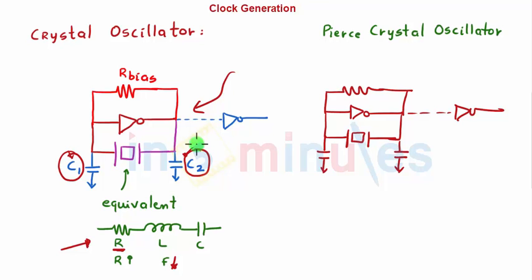So in summary, we saw 4 different methods of how to generate the clock. We saw crystal oscillator, we saw ring oscillator, we saw latch based circuits, and we saw chain of inverters. In the next clip, we are going to study that the clock which is generated needs to be stabilized, and what the different clock stabilization techniques are.